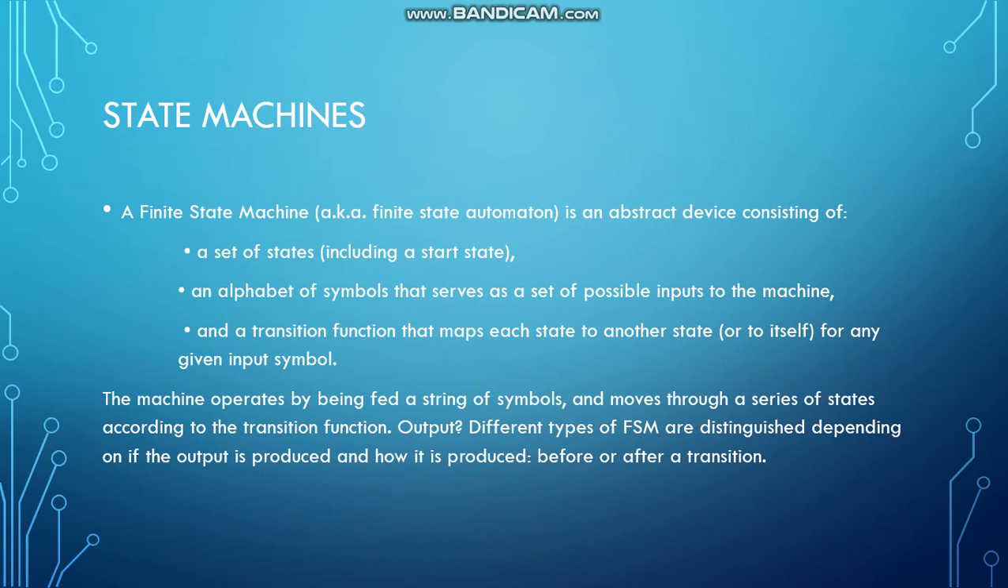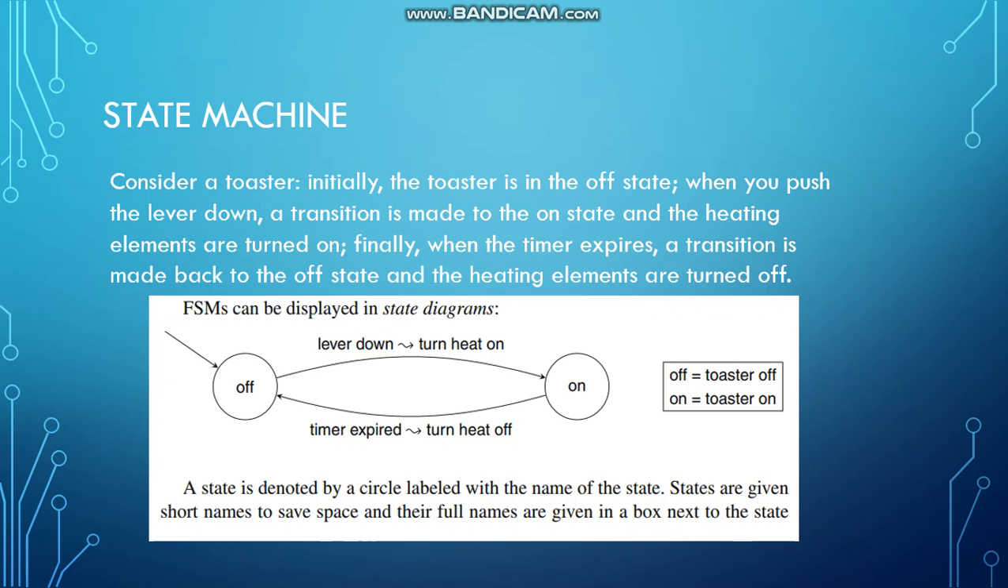So the machine operates by being fed a string of symbols and moves through a series of states according to the transition function. So what is the output? It depends. Different types of FSM are distinguished depending on if the output is produced and how it is produced, before or after a transition.